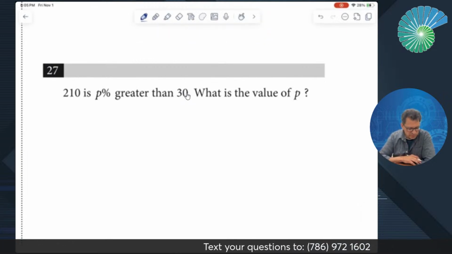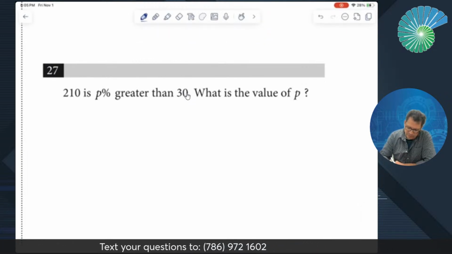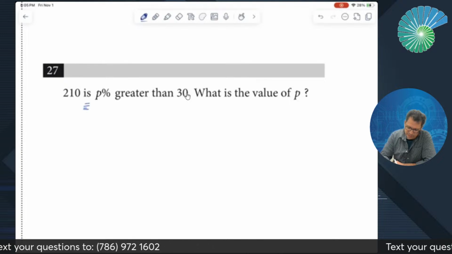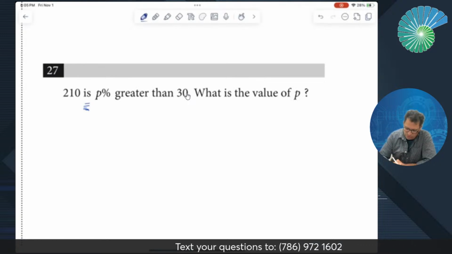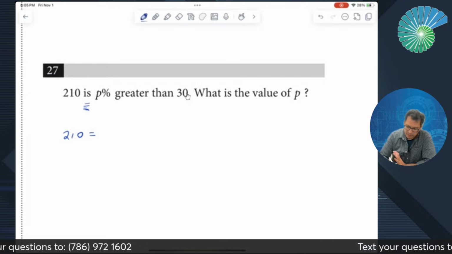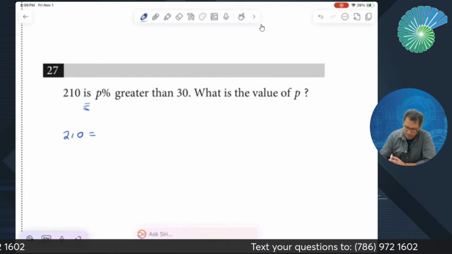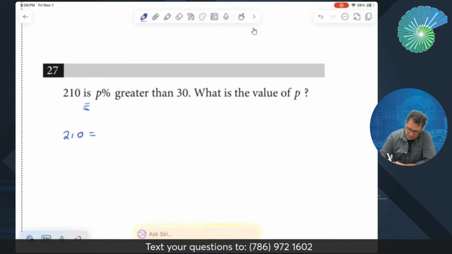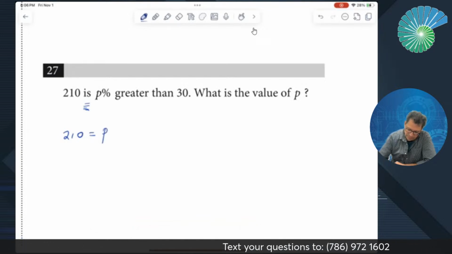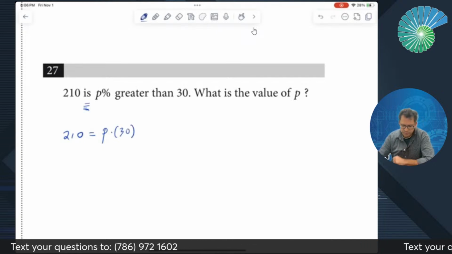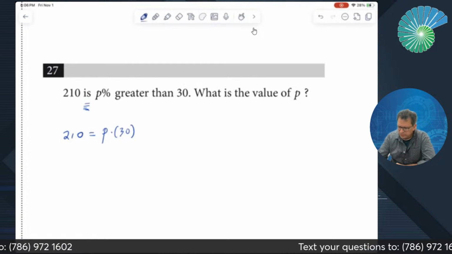I'm going to start working on number 27. This is a translation from English to math. So we can translate this to an expression if we write 210 is p% greater than 30. Sorry, it's not working here. P% greater than 30. And then the question is, what is the value of p?